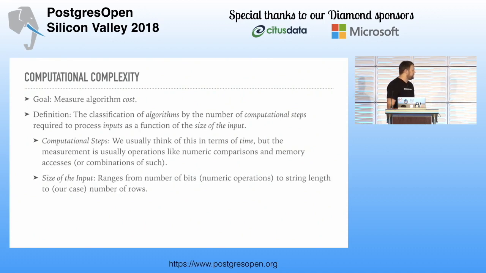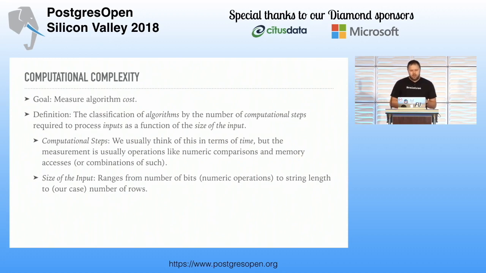So first, computational complexity. The goal of computational complexity is to measure algorithm cost. It's a way that we classify algorithms by the number of computational steps that are required to process inputs as a function of the size of the input.